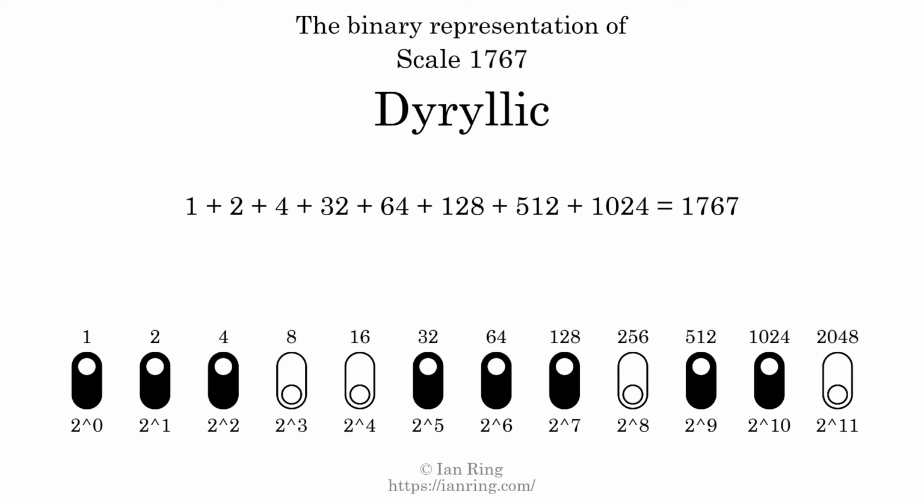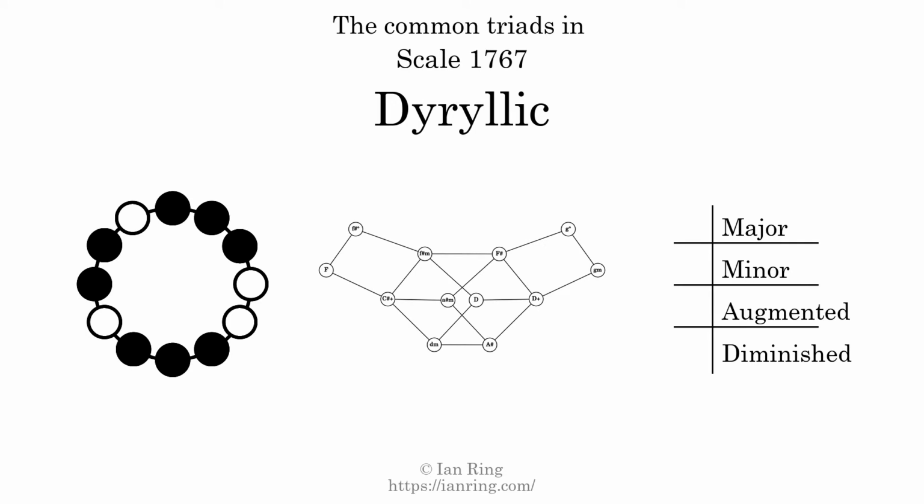1767. That is why the scale number, in decimal, is 1767. The scale number not only enumerates the scale with a unique index, but it also literally describes the tonal content of the scale. Represented as a binary number in base 2, the scale number is 0110111001111. Here are the common triads present in this scale.